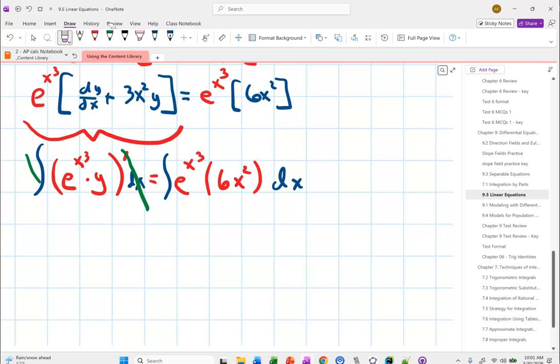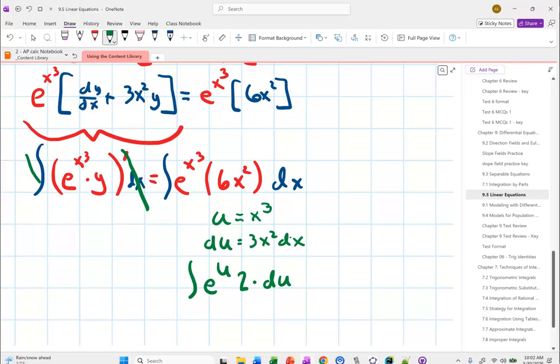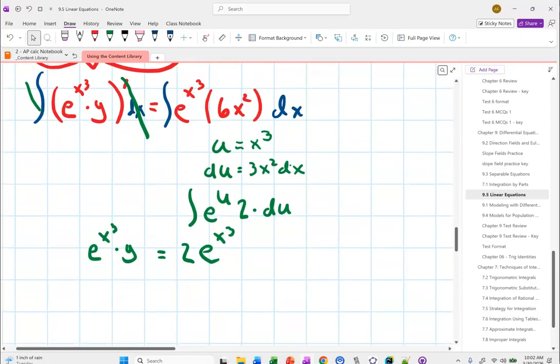And then how am I going to do the integral of e to the x cubed times 6x squared? It is a u sub. What will my u be? 6x squared? Nope. X cubed. X cubed, good. So du is going to be 3x squared dx. So when I do that, I'm going to have the integral of e to the u times 2 du. Oh, I get it. So that this is just 2e to the x cubed. And we should say plus c.